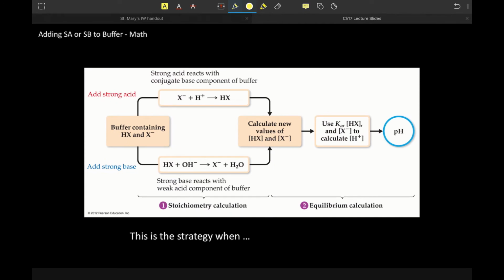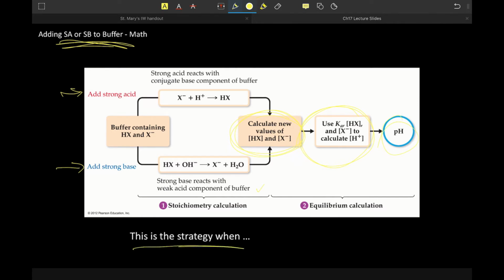All right, so let's go ahead and talk about how to solve a problem. If we were adding strong acid or strong base to a buffer and we wanted a more quantitative relationship, first we would add either our acid or our base. Because strong acid and strong base react completely, we would basically do a RICE or stoichiometry calculation to come up with our new concentrations of HA and A minus, right? And then we would use a K expression to get everybody and then to get to pH, right?